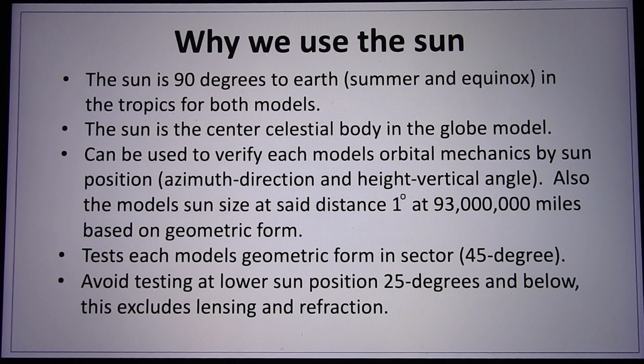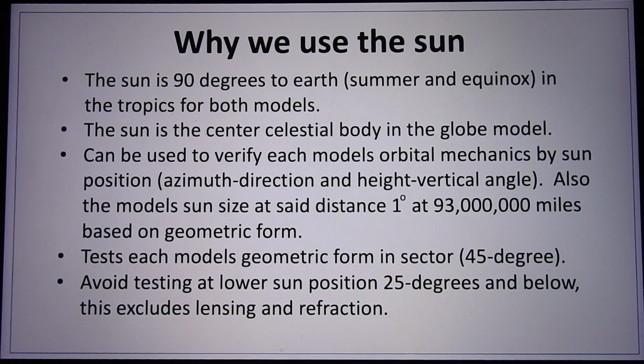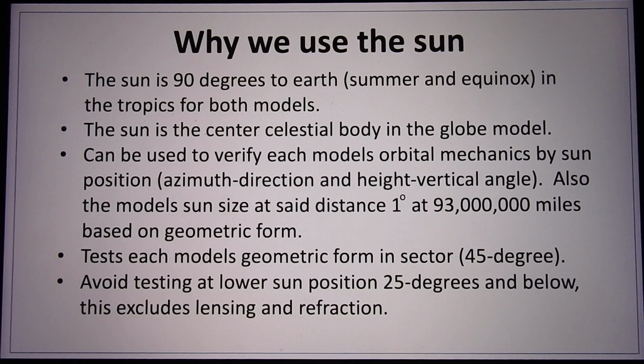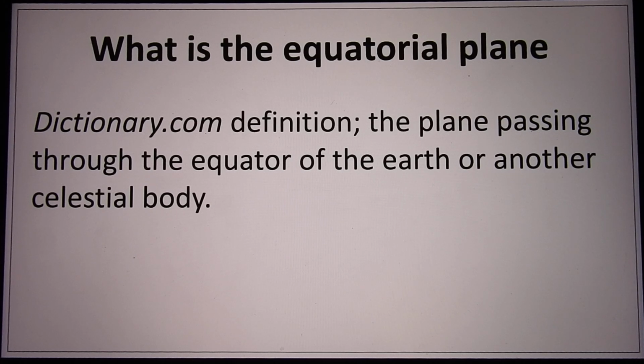Test each model's geometric form in the 45-degree sector, in each sector. So we're going to test sector 1 and sector 8. Sector 1 being the westerly and sector 8 being the easterly. So you're going to do two east and west tests. So it's going to kind of balance out. And there's important information about that. Avoiding testing at lower sun positions, 25 degrees and below, excludes lensing and refraction. That can be very easily seen again by the sun size at sunset or sunrise. Also moonset, moonrise. So if you haven't noticed that, take notice of that next time you look at those celestial bodies.